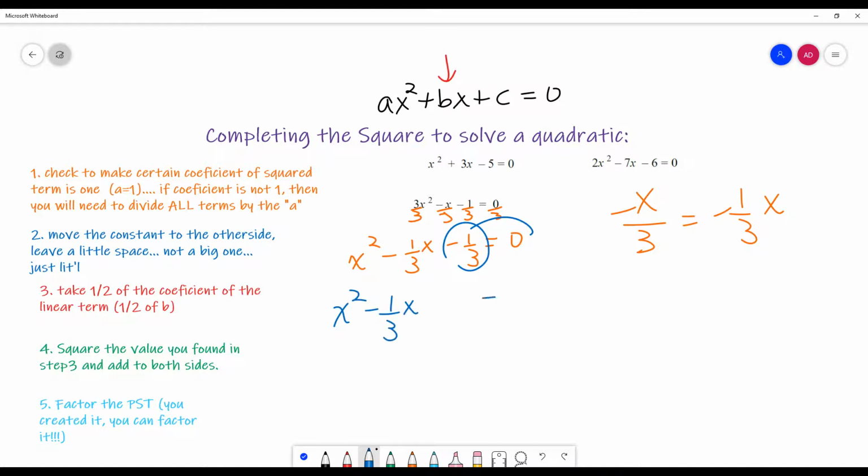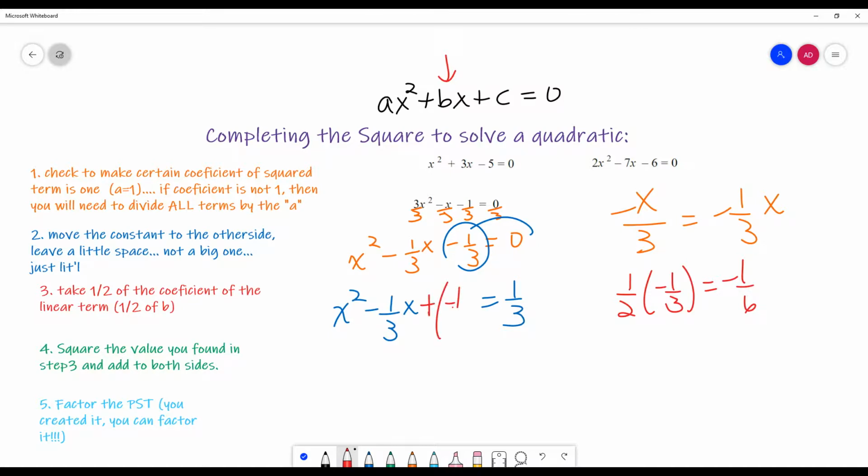Yep, leave a little space, not a big space. Don't go crazy on that space, because if you go crazy on the space, then all of a sudden you think, oh, I got to leave a big space. Got to fill the big space. No, stop, right? Good. So now I'm going to take half of negative 1/3. Gives me negative 1/6, right?